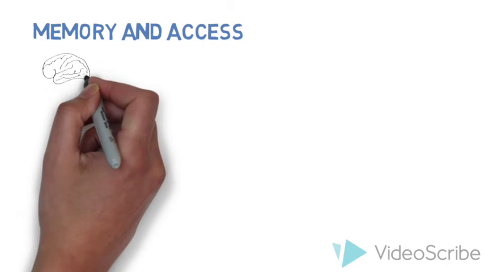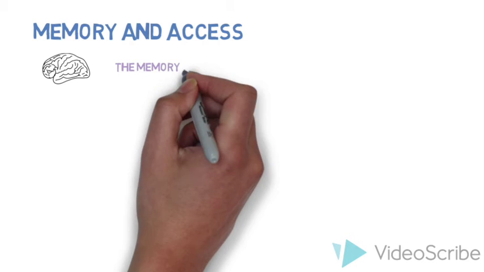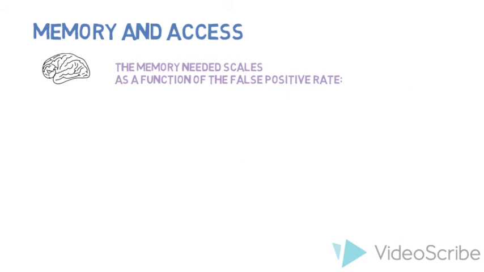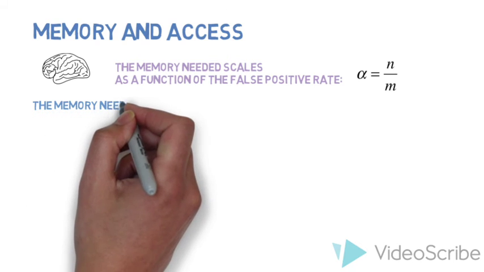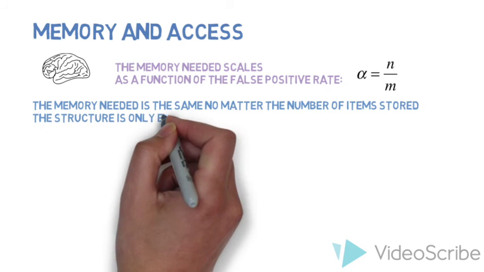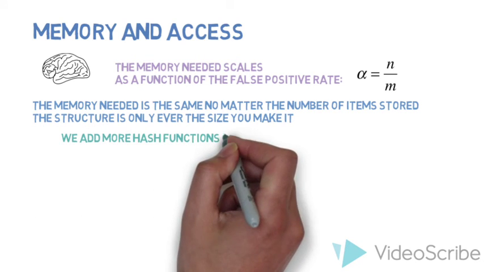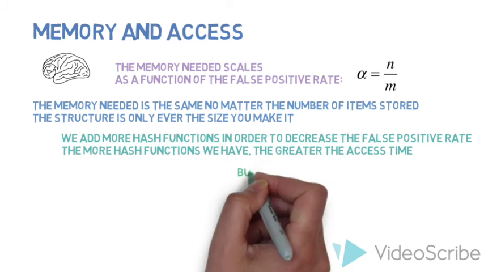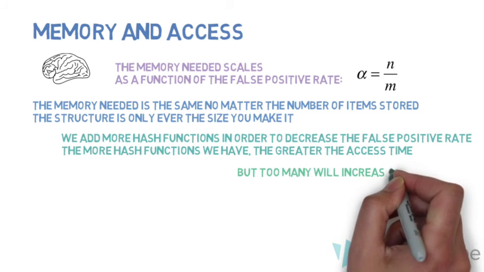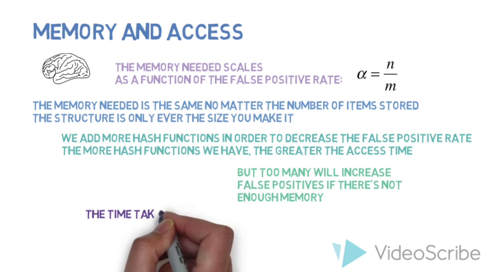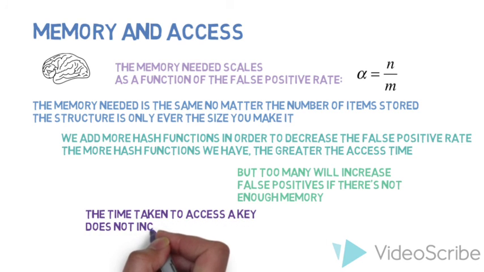The memory needed to store a Bloom filter scales as a function of the false positive rate at a rate of alpha equals the number of elements over the size of the bit array. The memory needed is the same no matter what the number of elements, as the bit array does not shrink or expand, it is always the size that you made it. We add more hash functions in order to decrease the false positive rate, and the more hash functions we have, the greater the access time. However, having too many hash functions will increase the false positive rate if there's not enough memory to store them. The time taken to access a key does not increase with the number of elements stored.